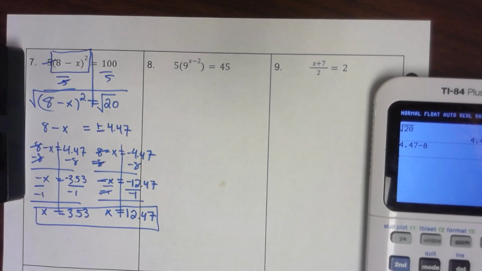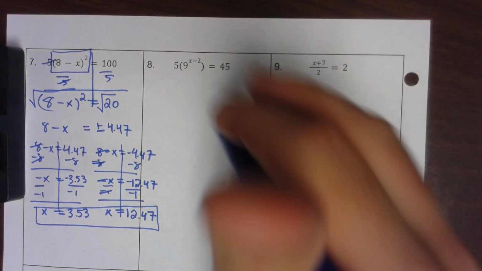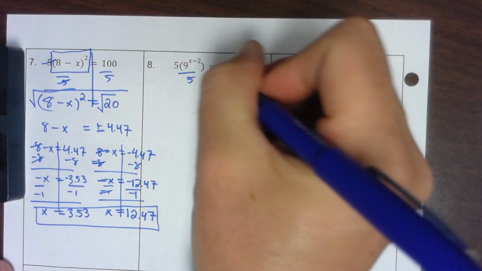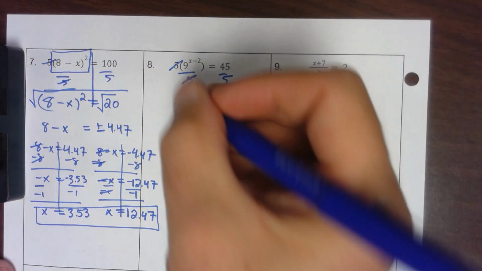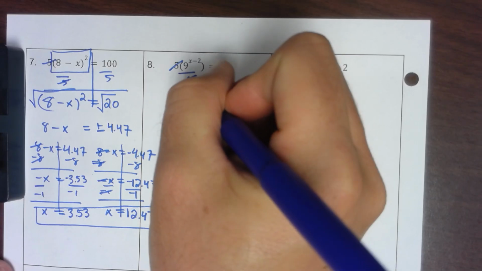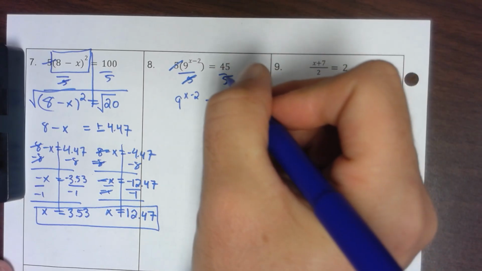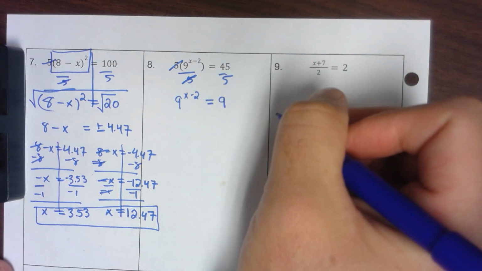All right, we're almost done. We'll do number 8 and then talk about how you're going to earn extra credit today. So number 8, we need to divide by 5 to start. So undo the multiplying of 5 by dividing. So 9 to the power of x minus 2 equals 45 divided by 5, which is 9.